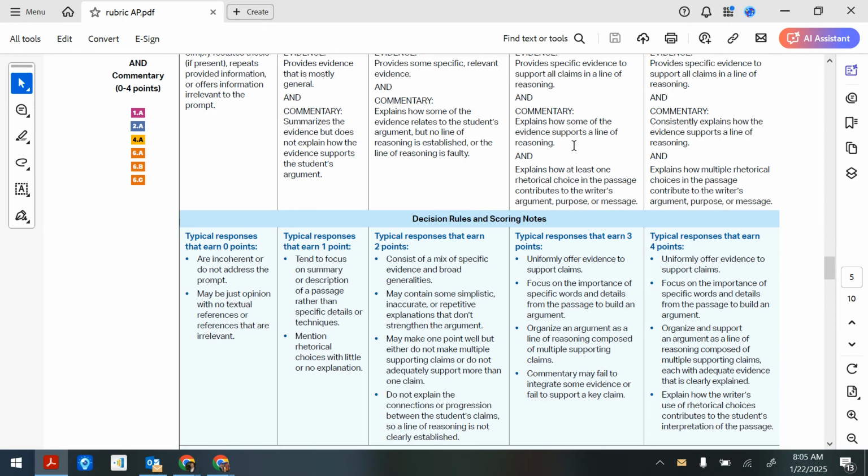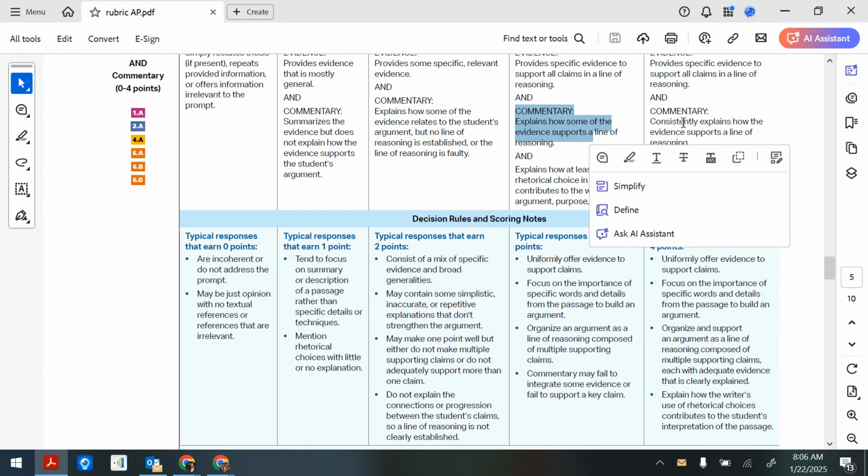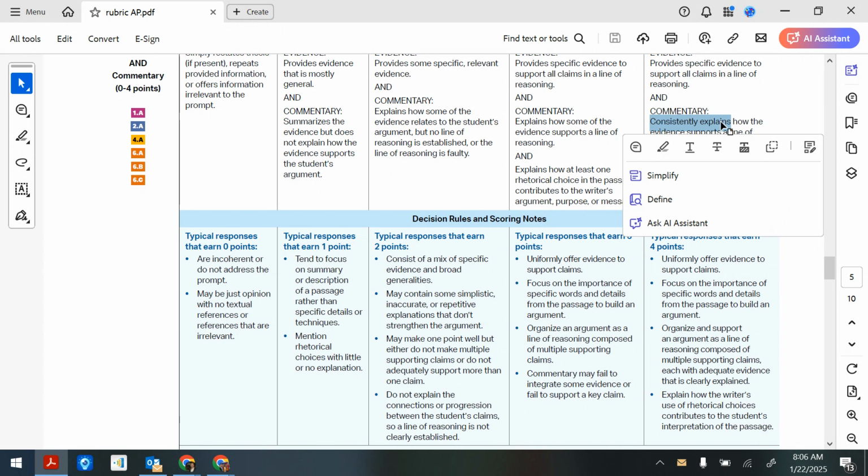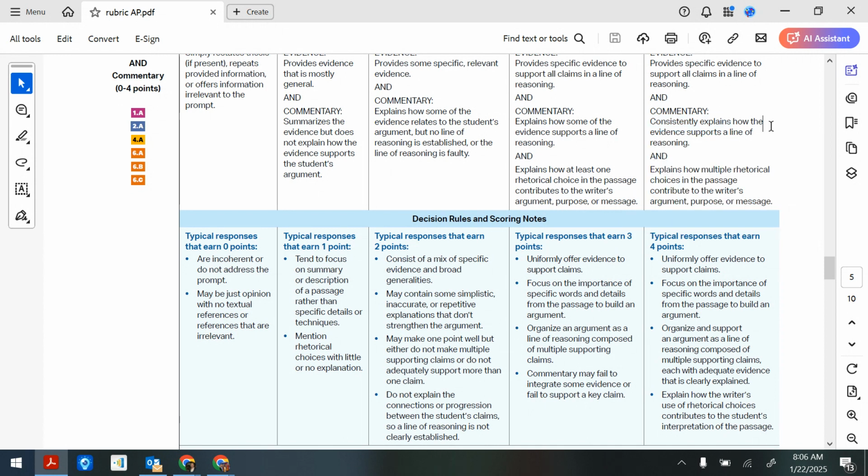You can see some of the nuances in between the 3 and the 4. This one provides some of the evidence, explains how some of the evidence supports the line of reasoning. This one consistently explains. So everything they have chosen, every quote they've chosen, consistently explains how it supports that line of reasoning. Okay. This one, again, they're pretty similar. Words and specific word choice, details. Okay.